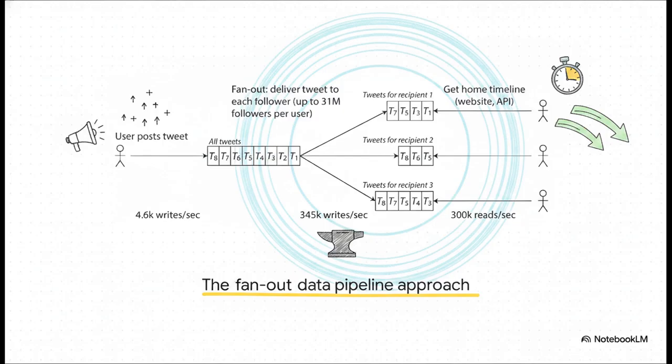But it created a massive fan-out write challenge. Imagine a celebrity with 30 million followers posts a single tweet. That one tweet results in 30 million writes to home timelines that all need to happen within about 5 seconds. At the end of the day, scalability is really all about carefully balancing these architectural trade-offs.